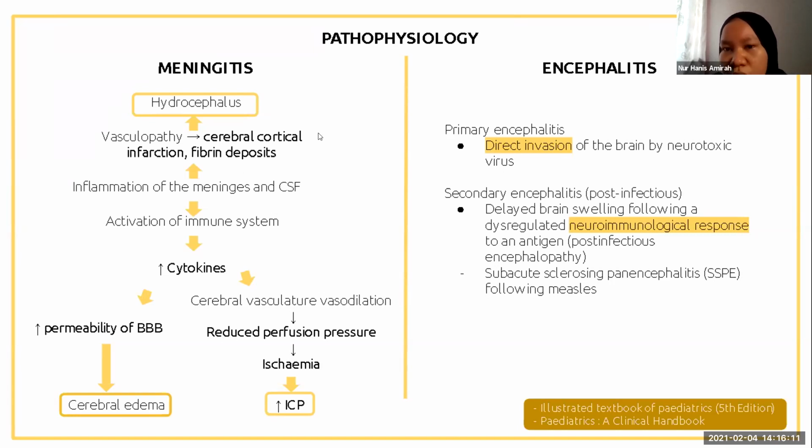And then for encephalitis, there are two pathophysiologies detected, which are the primary and secondary. Primary is the direct effect by the virus itself, and secondary is the post-infectious, in which it involves an immune-mediated reaction, such as subacute sclerosing panencephalitis, which occurs after measles.